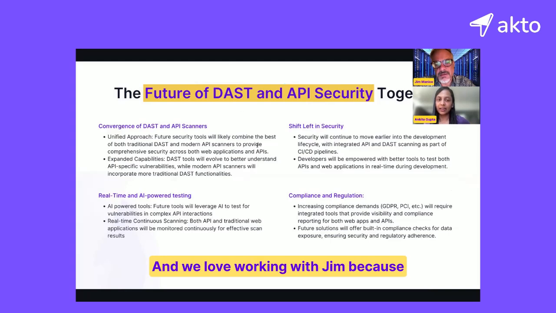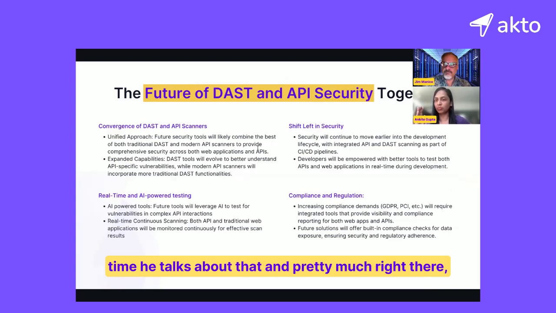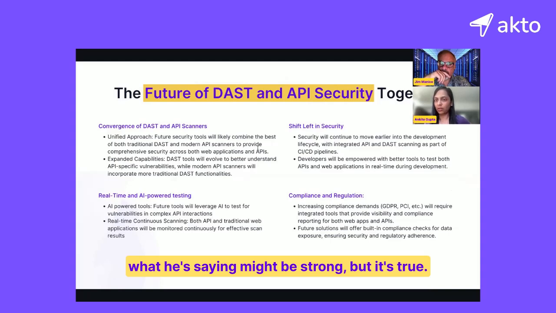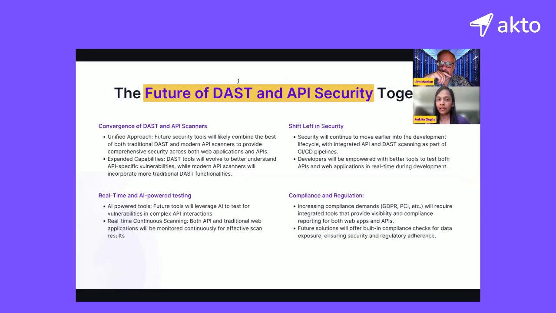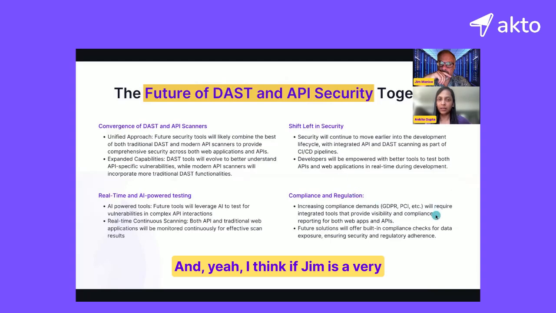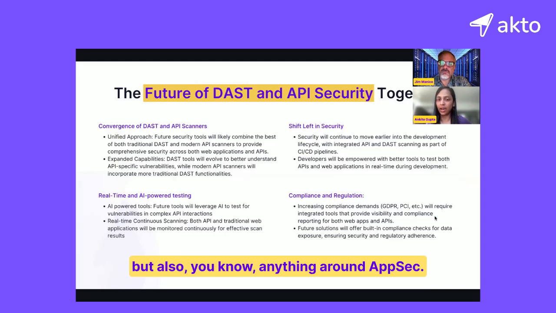We love working with Jim because he has such strong perspective on AppSec. Every time he talks about that, he's pretty much right. What he's saying might be strong, but it's true. The DAST tooling right now is moving away to certain other tools. Jim is a very good person to go to, not just for API security, but for anything around AppSec, and he advises a lot of other companies as well. So if you have any questions around SAST, DAST, etc., Jim is a very good person to go to.